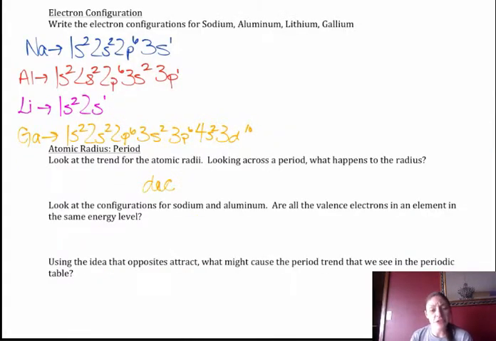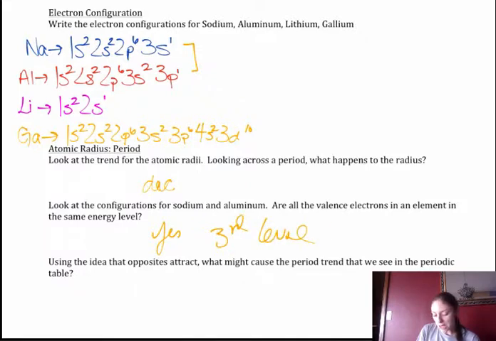Okay, so we're going to look at the configurations for sodium and aluminum, which are the first two that we wrote out there, and I want to know, are all of the valence electrons in those elements in the same energy level? So I look at sodium and aluminum there. Okay, sodium has its last electron in a 3s, aluminum has its last electron in a 3p. So yes, they are both in the third level. One happens to be s, one happens to be p. But that doesn't really matter, because energy levels is talking about how far away or how big that particular shape is. Okay, so they're both the same size, they're just different shapes.